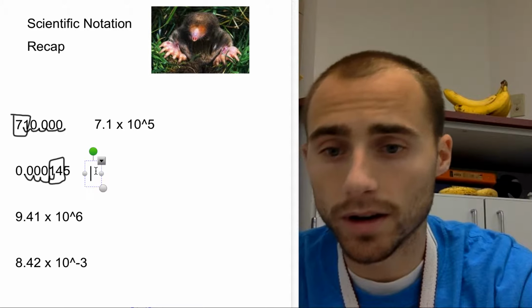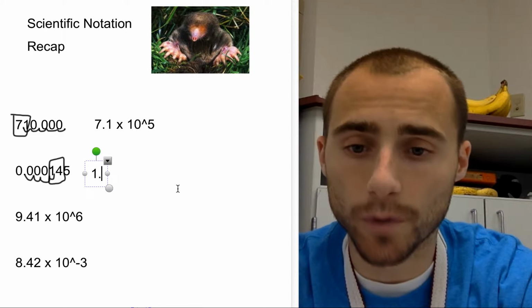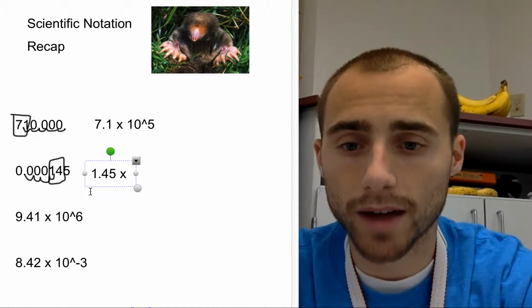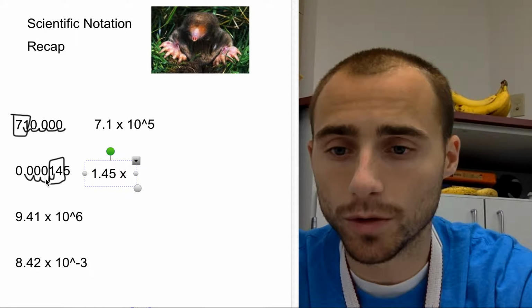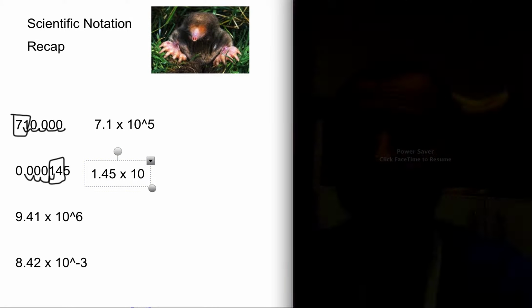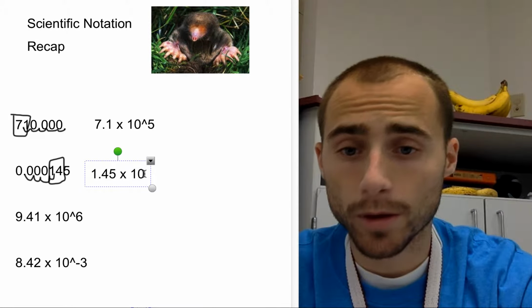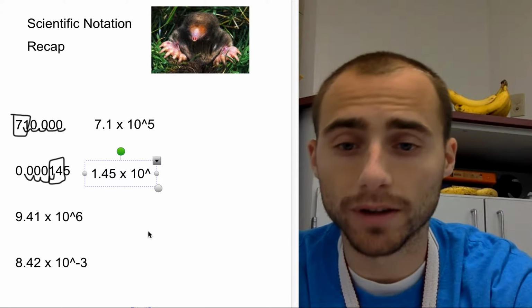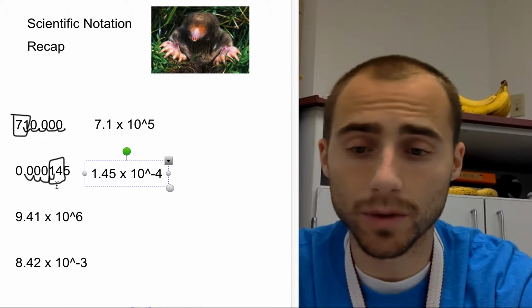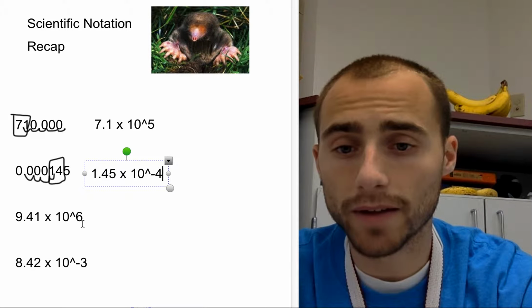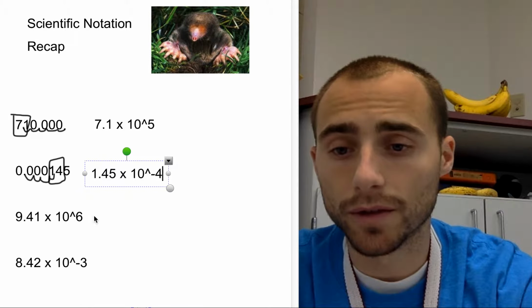So I'll go here, and I have 1.45 because I stopped right here between the first two numbers, times 10, and I moved my decimal 1, 2, 3, 4 times. Is it going to be to the 4th or to the negative 4th? Hopefully you said to yourself to the negative 4th, because if the number that I start off with is less than 1, then my exponent is going to be negative. So 1.45 times 10 to the negative 4th.